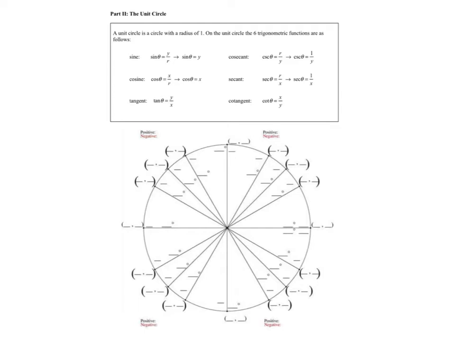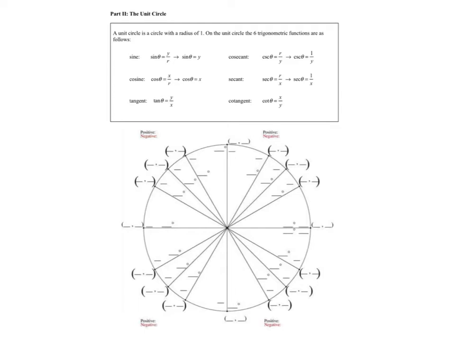Cosine of theta, x over r, becomes just x. And tangent theta is still y over x. Cosecant is the reciprocal of sine, so it's 1 over y. Secant, the reciprocal of cosine, is 1 over x, and cotangent is x over y.